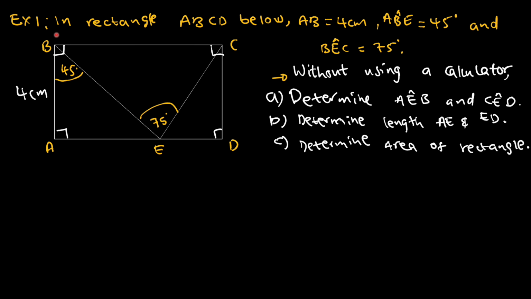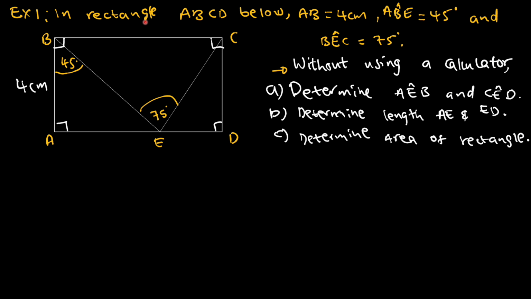Question number 1. Example number 1 says in the rectangle ABCD. So this is a rectangle, right? We are given that AB, which is this side, is 4 centimeters. So this is a rectangle. That means CD is also 4 centimeters because this is a rectangle. This side is equal to that side, and this side is equal to that other side.